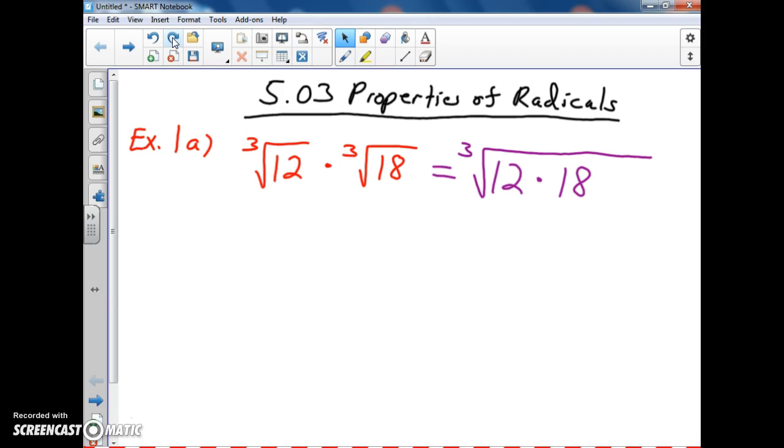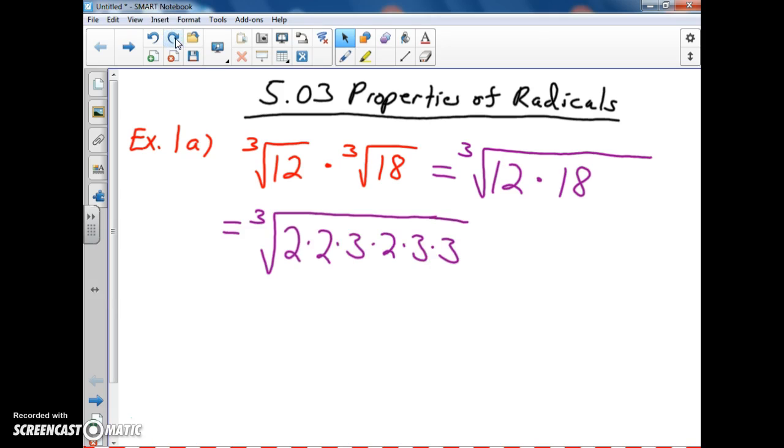What's 12? It's 2 times 2 times 3. And what's 18? 3 times 3 times 2. That's what you're going to see now. There's the cube root house: 2 times 2 times 3, and 3 times 3 times 2. Knock at the door. Can anybody come out to play? Yes. Who can come out to play? 2 and 3. Very good.